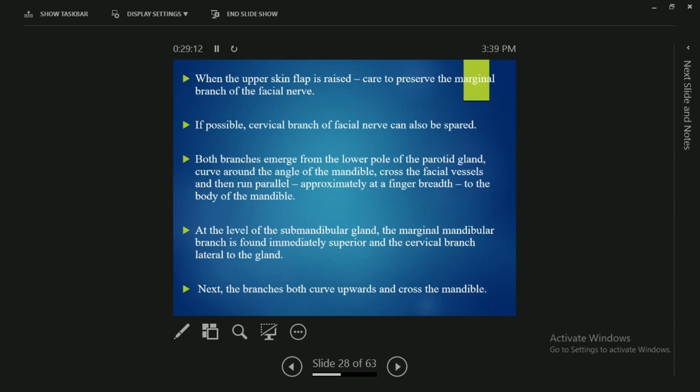When the upper skin flap is raised, care should be taken to preserve the marginal branch of facial nerve, and if possible, cervical branch of facial nerve should also be preserved. Both branches emerge from the lower pole of the parotid gland and curve around the angle of mandible, cross the facial vessel, and then run parallel and approximately a finger breadth to the body of the mandible. At the level of the submandibular gland, the marginal mandibular branch is found immediately superior, and the cervical branch is lateral to the gland. After that, both branches curve upward and cross the mandible.